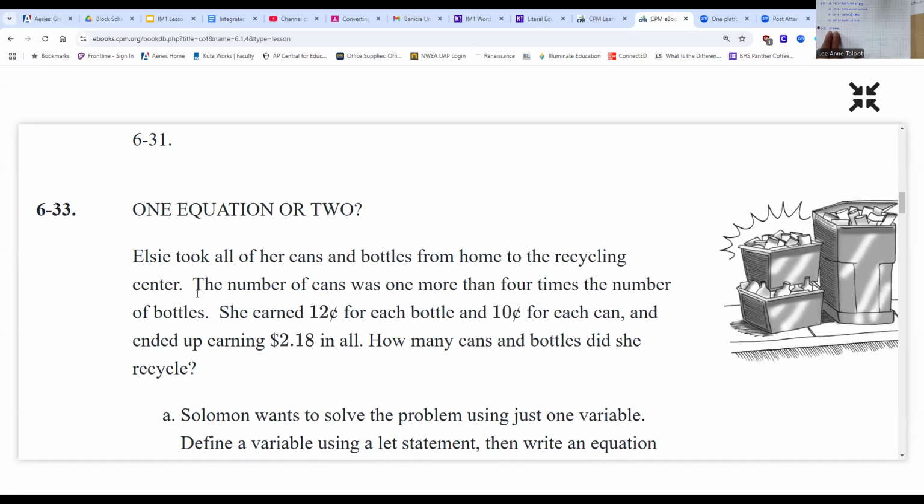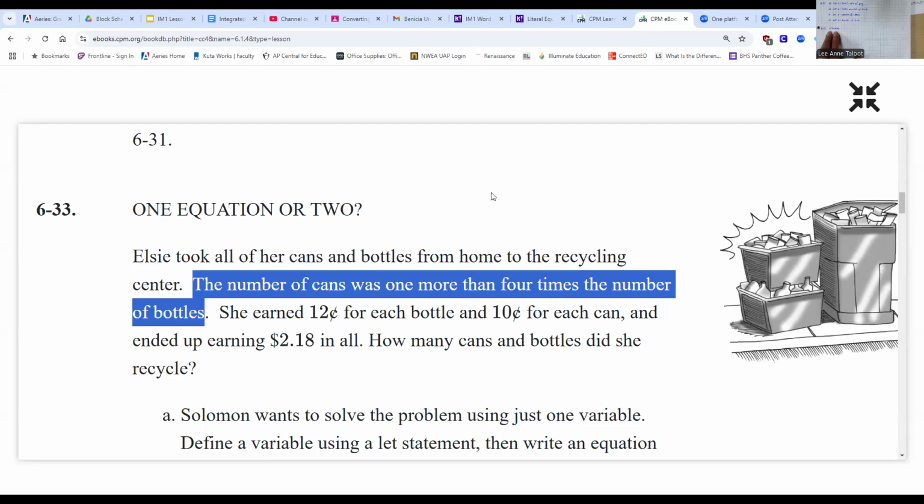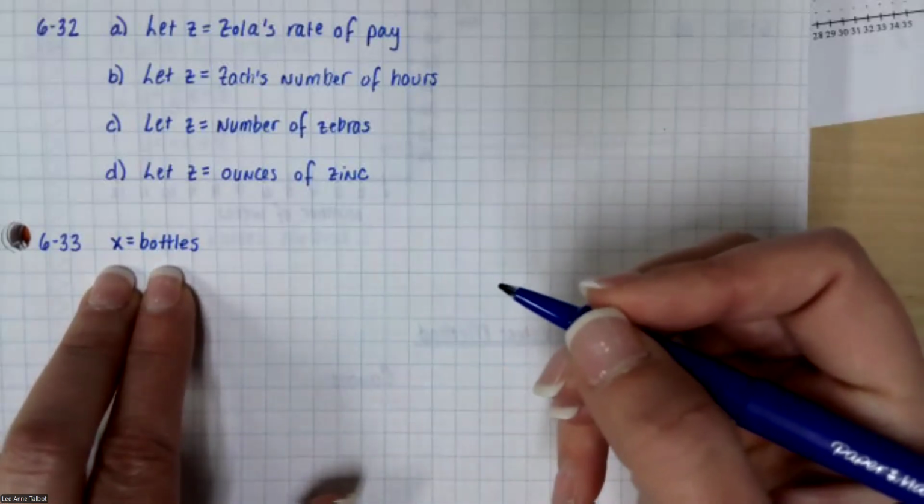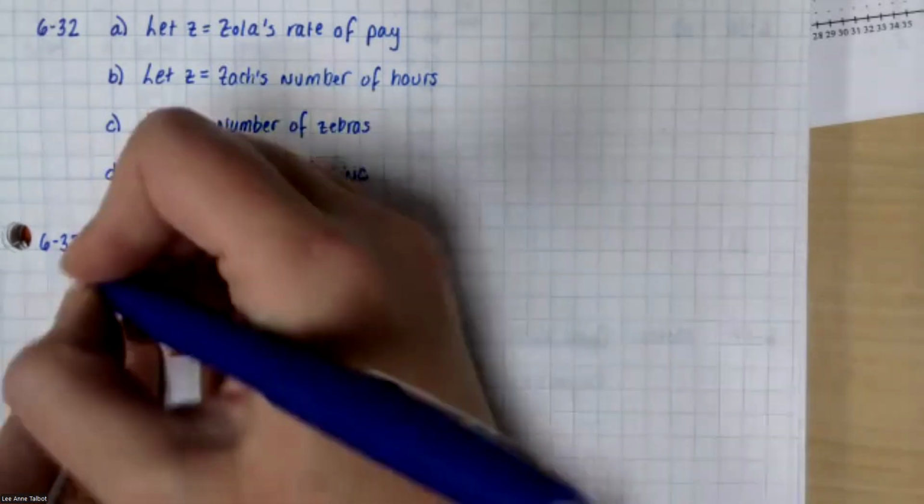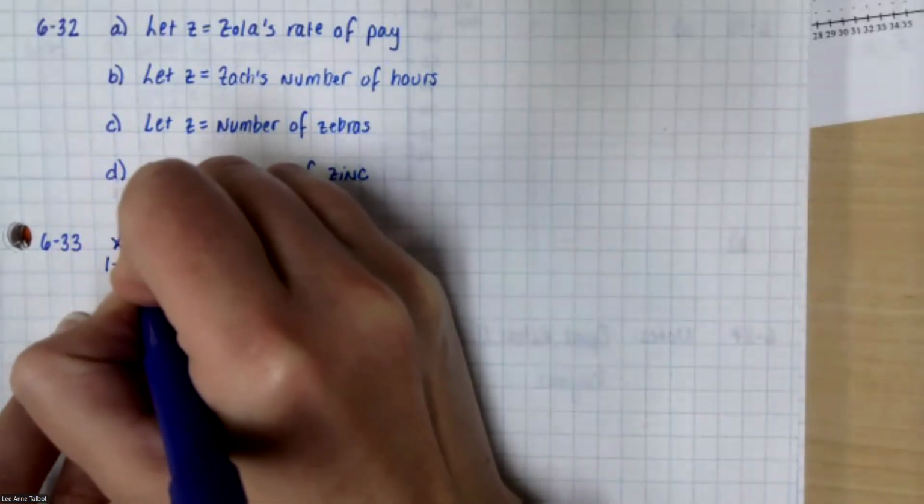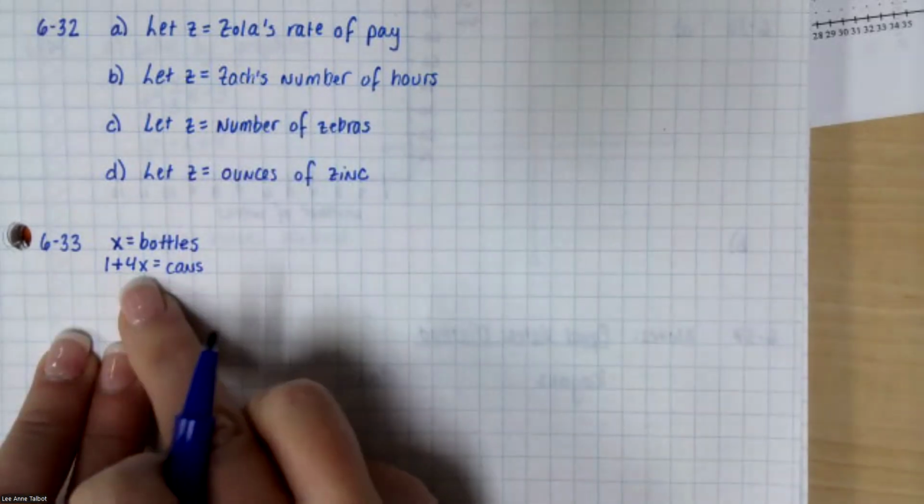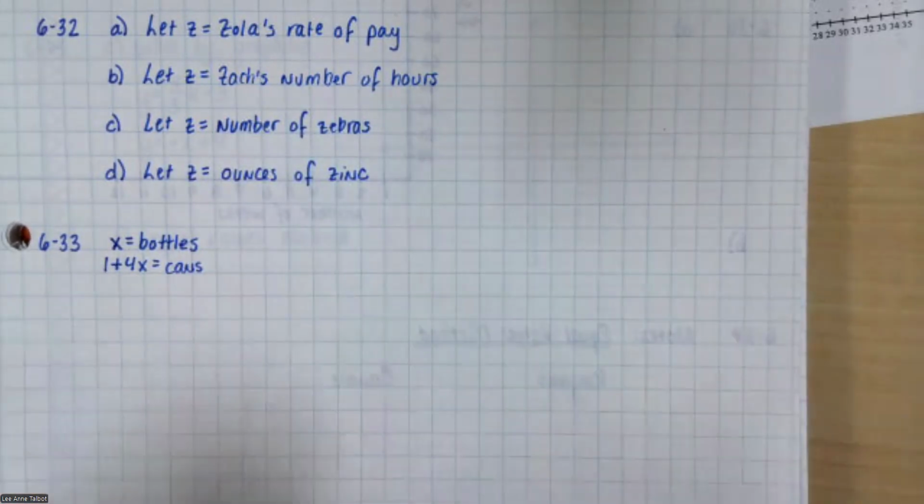The number of cans was 1 more than 4 times the number of bottles. This is what we just practiced from the Kahoot. The number of cans is 1 more than 4 times the number of bottles. Anyone want to say? 1 plus 4x. One more than 4 times the number of bottles.